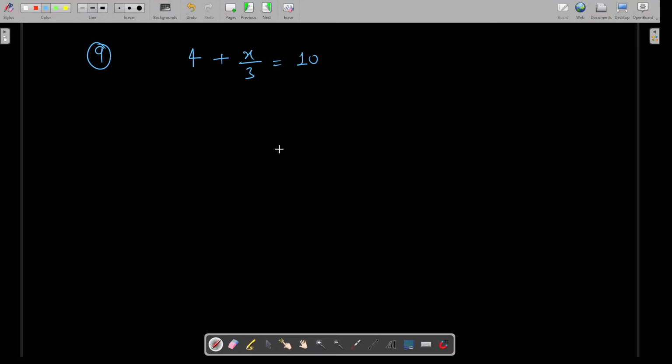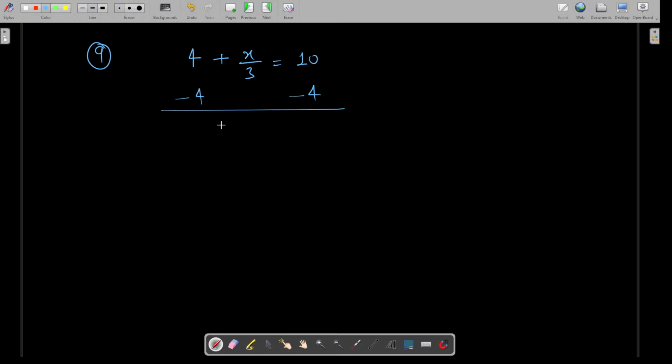So to solve it, what we have to do first, we always have to look for the variable. The variable is the unknown, which is x here, and it is divided by 3. We cannot remove this 3 first; we always start with what is added there. 4 is added to it, so we have to remove this plus 4. To remove this plus 4, we are going to subtract 4. So subtract 4 from the left side, and then do the same thing on the right side as well.